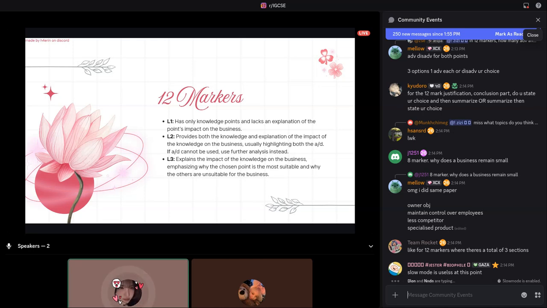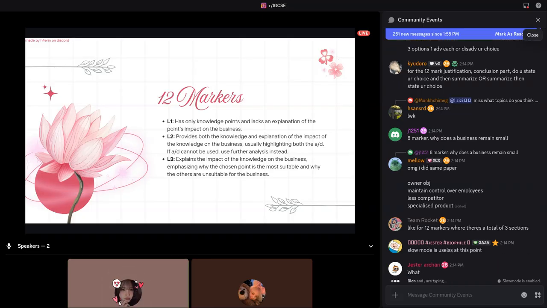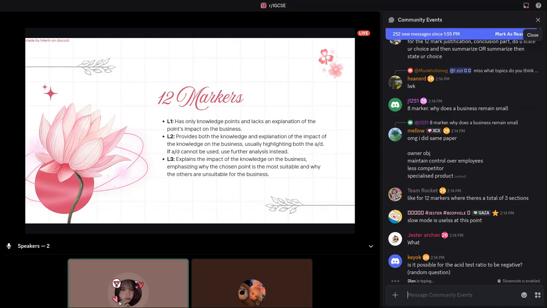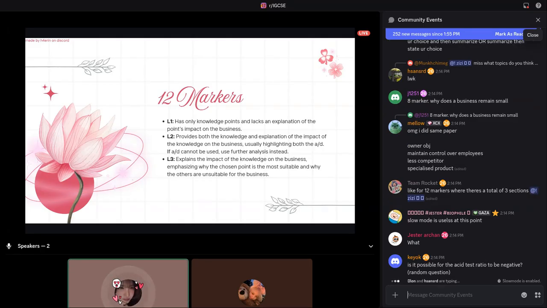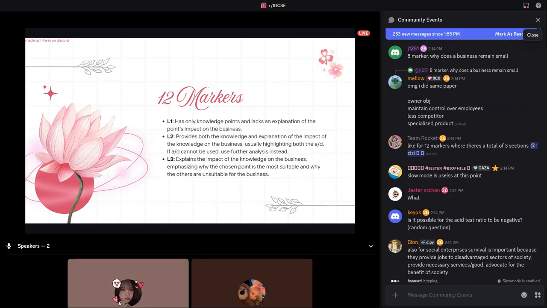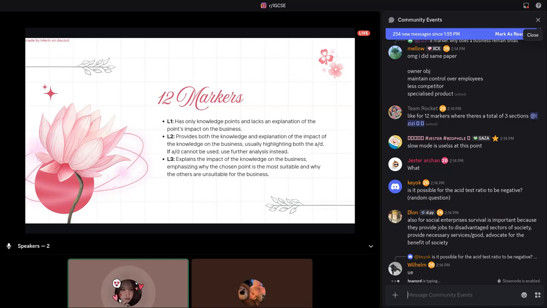Businesses remain small because of the owner's choice, also access and availability to capital. Furthermore, market size and market domination. Okay, I don't think Rocket is here, so sorry, I will be skipping that question.